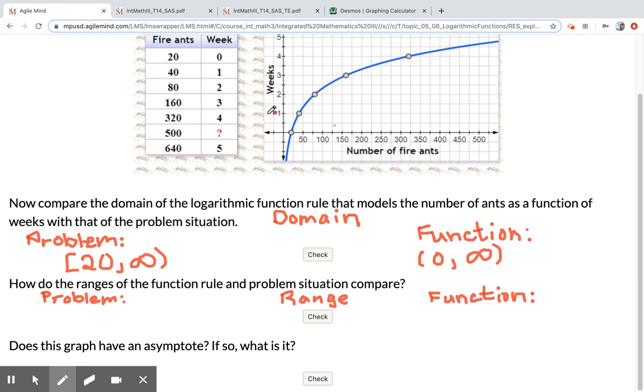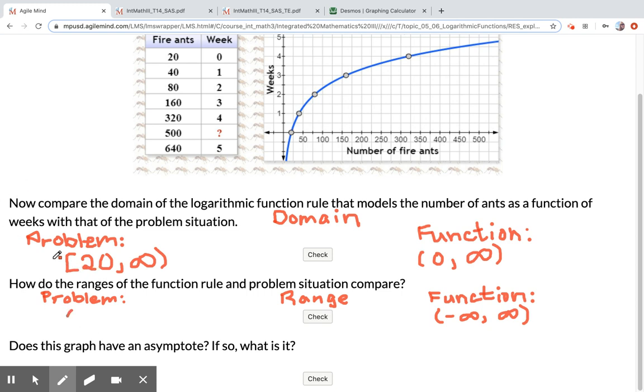So looking at the function, it looks like I go down forever. I go up forever. I don't go up very fast, but I go up forever. So it looks like my range should be all real numbers. And I'm going to write that because I'm too lazy to write all real numbers. So I'm going to write negative infinity to infinity. But of course, we said that wasn't practical for the problem situation because we're not doing negative weeks. We're not doing negative time. My time starts at 0 and works its way up from there.